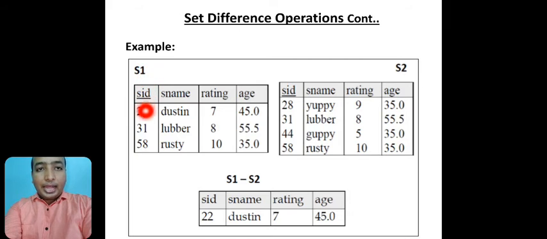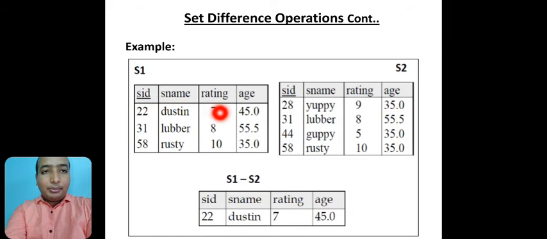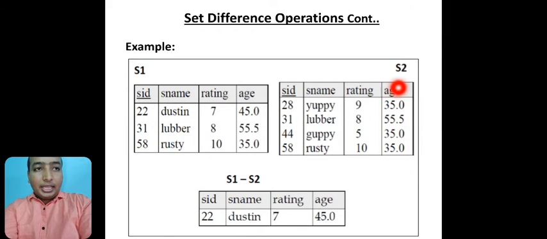In your S1, as an SID you have 3 values, 22, 31 and 58, followed by S name, rating and age values. Similarly, in your S2 table you have 4 tuples, with SID 28, SID 31, SID 44 and SID 58, and all the tuples have the related S name, rating and age values. Now when you perform S1 minus S2, you are going to get the tuples which are present only in S1 and which are not present in your S2.